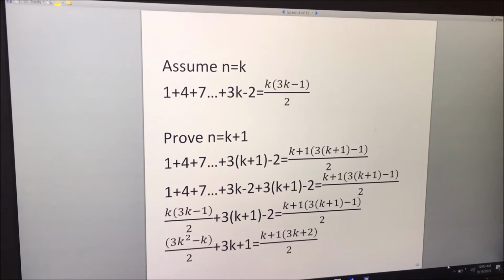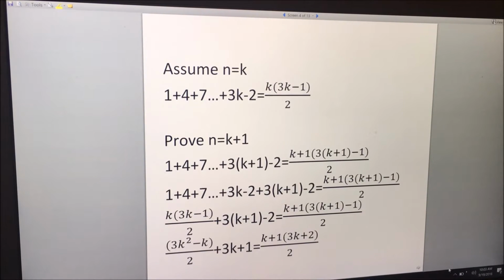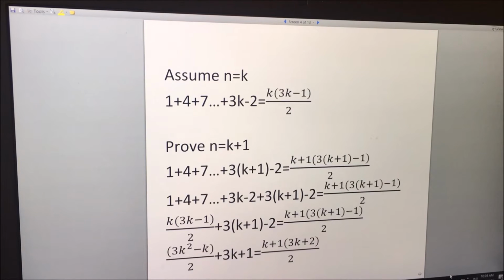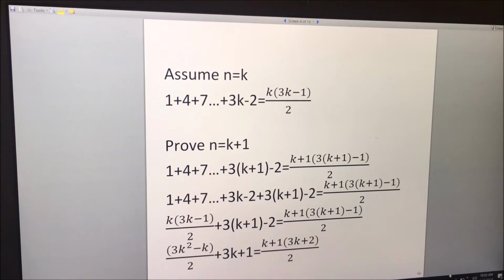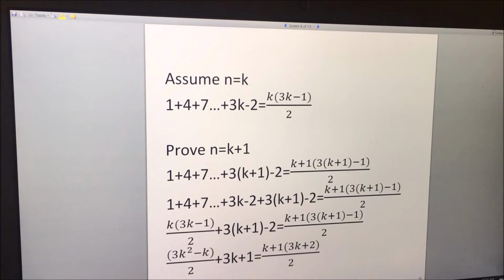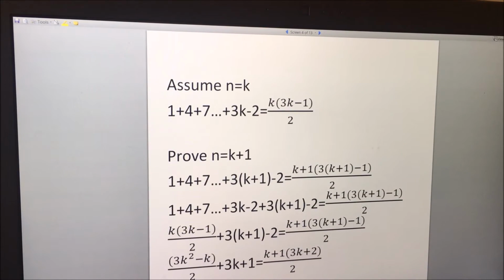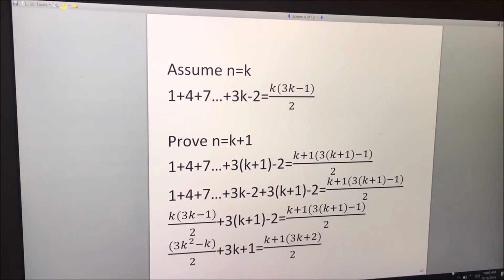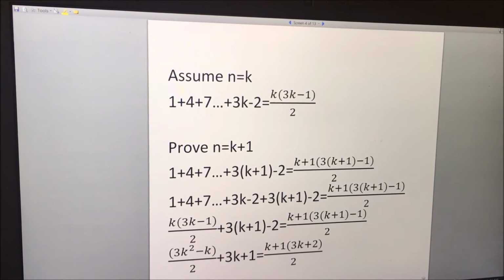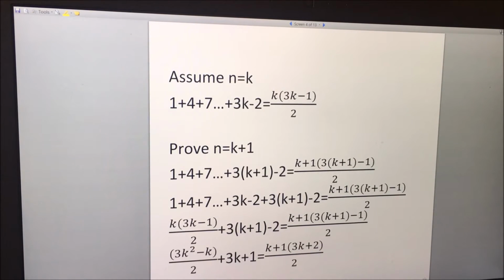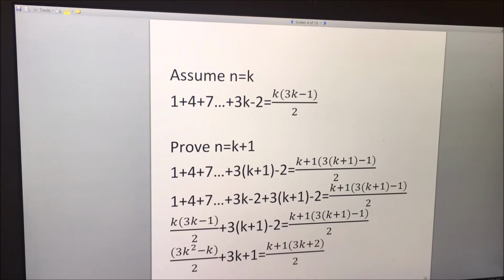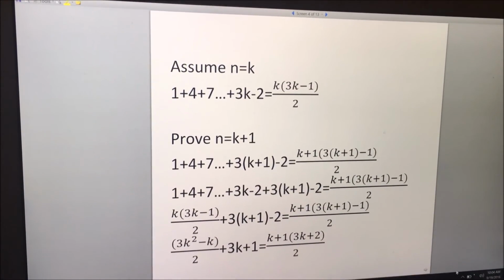It will be then 1 plus 4 plus 7 plus 3k minus 2, because we get the term before, plus 3(k plus 1) minus 2 equals (k plus 1)(3(k plus 1) minus 1) over 2, which is then k(3k minus 1) over 2 plus 3(k plus 1) minus 2 equals (k plus 1)(3(k plus 1) minus 1) over 2.